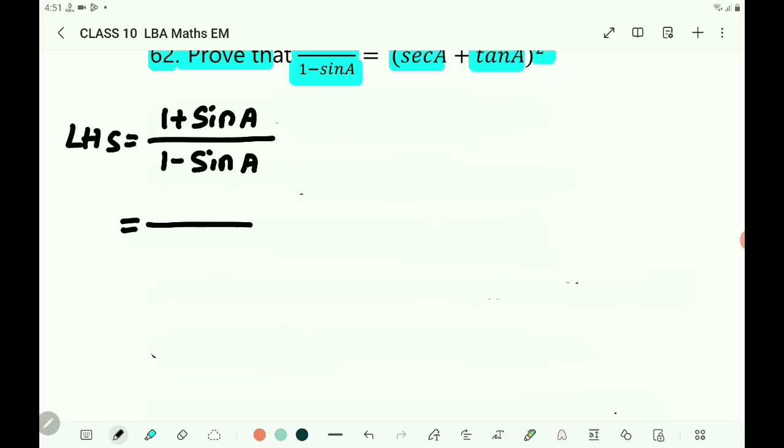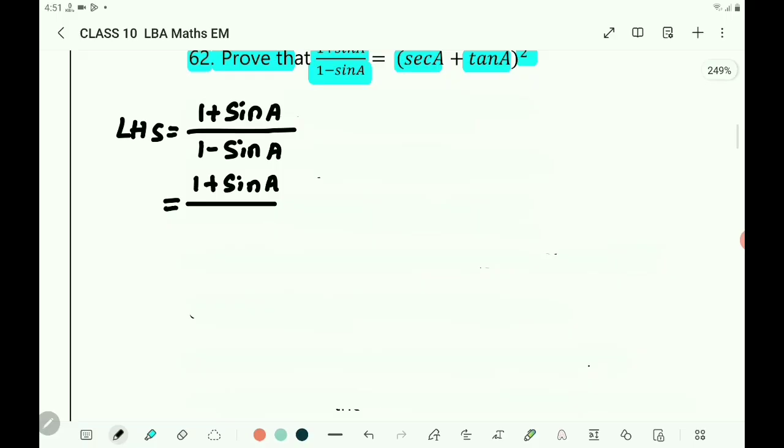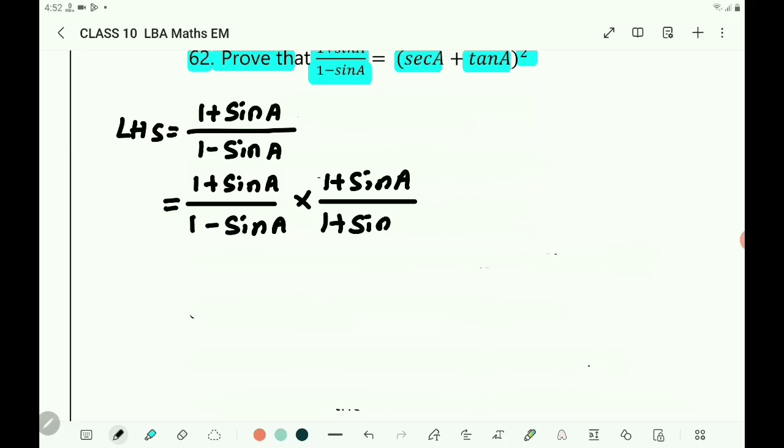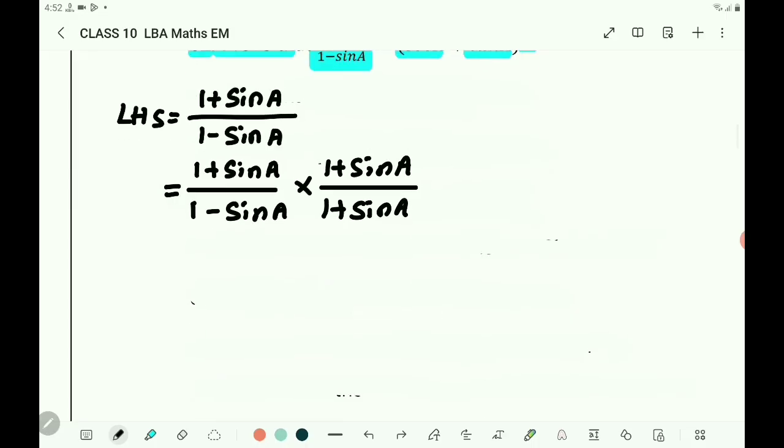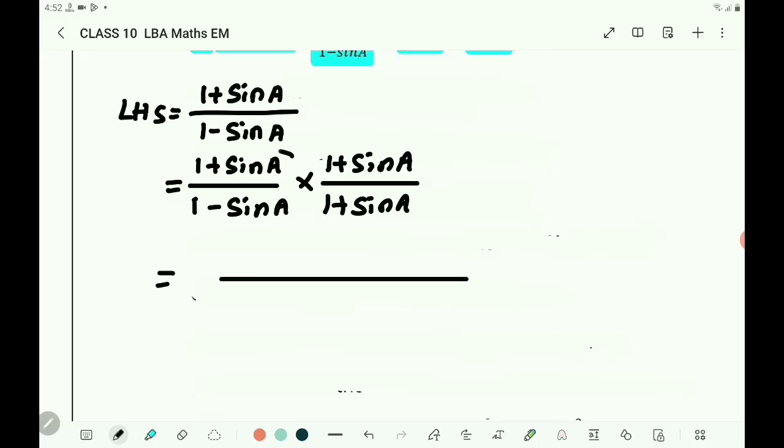In the next step, write this as it is, 1 plus sin A by 1 minus sin A into, here 1 minus sin A is there, so multiply both numerator and denominator by 1 plus sin A by 1 plus sin A. Then here again 1 plus sin A into 1 plus sin A is 1 plus sin A whole square. 1 minus sin A into 1 plus sin A, again it is in the form of A minus B into A plus B. It becomes 1 square minus sin square A.